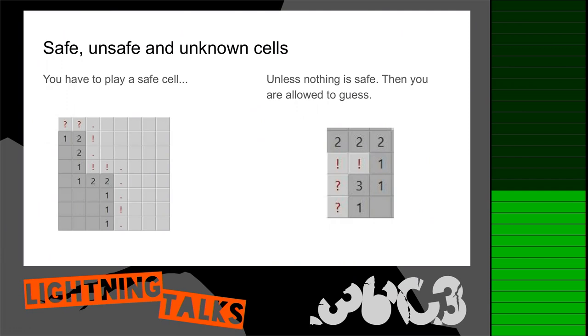On the left you see the cells, and you can see that some cells are safe, these are the dots, some are dangerous, guaranteed to contain a mine, these are exclamation marks, and some are question marks, so there could be a mine, there could be empty, and you have to play a safe cell. If you play the question mark, then magically a mine will appear there just because it can. The one exception is that sometimes you are forced to guess because nothing is safe, and then we allow you a guess, and whichever question mark you play, you will uncover an empty square.